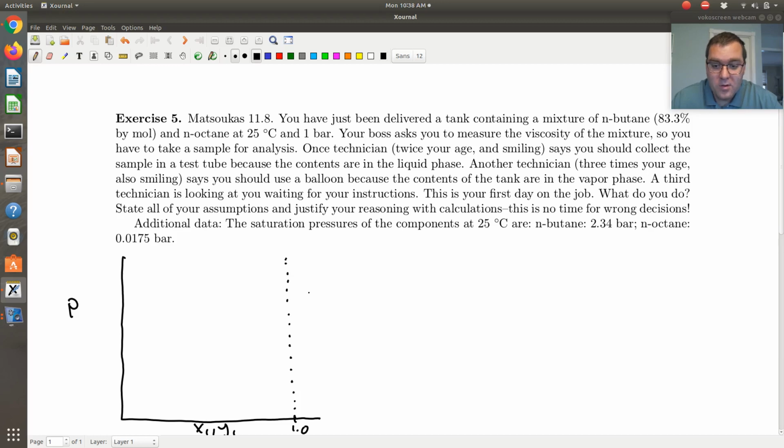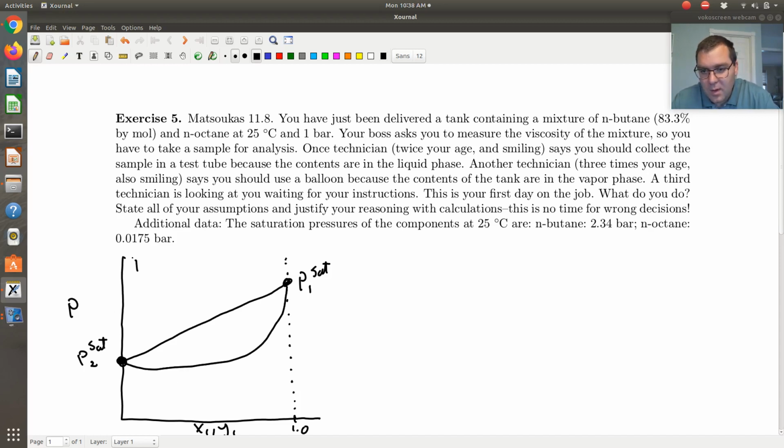So if I look at my PXY, the pure component 1 limit would be P1 sat. I'm going to draw my straight bubble line first. Remember, straight bubble lines are representative of ideal solutions. Here I have a mixture of C4 butane and C8, two linear alkanes, so I would bet my bottom dollar that we can assume they're ideal. I'm going to draw my dew line here. The temperature is constant and equal to 25 degrees C.